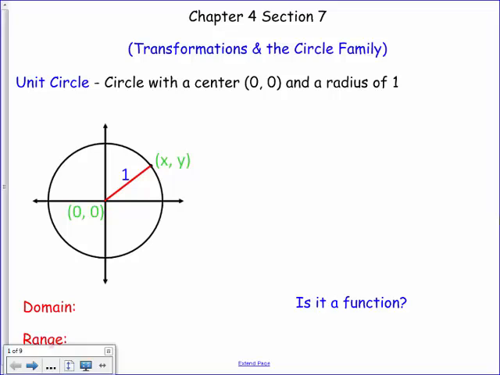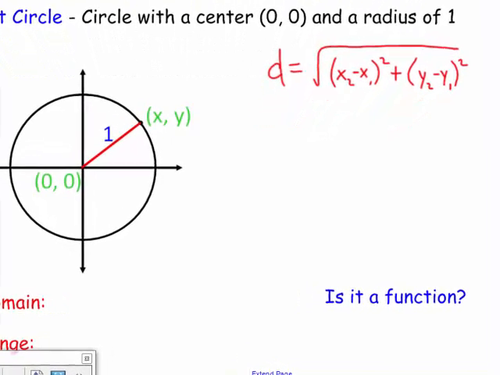So let's just go back and look at our unit circle first of all. It's a circle with a center 0, 0 and a radius of 1. And I got this drawn right over here. With that radius, I can actually write the equation for the circle. What we need to use is the distance formula. If you remember, the distance equals the square root of x2 minus x1 squared plus y2 minus y1 squared, my fault. The distance of the x's and the distance of the y's squared, just like that.